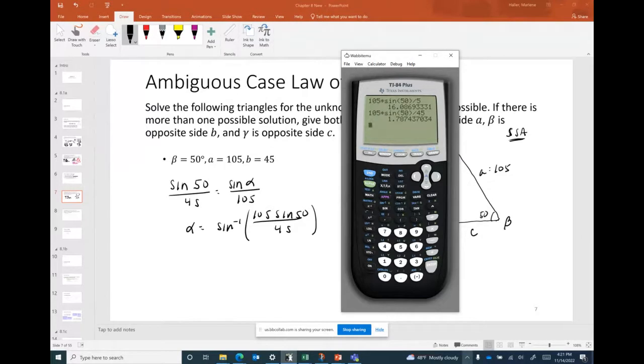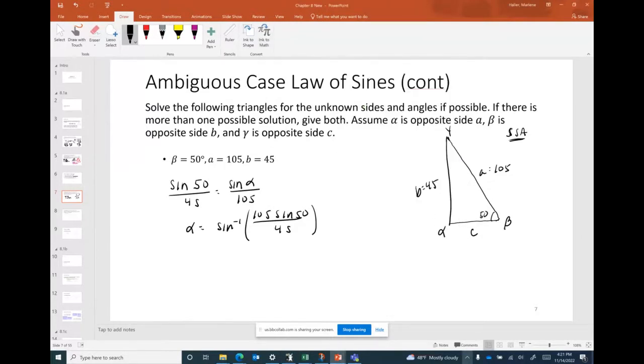Well, what does that mean in the context of our triangle here? Well, it means this. It's an impossible triangle. This length of 45, this is a short leg. 45 only goes that far. Something like that. So it doesn't ever meet up. Since my calculator told me domain error, I know that I have an impossible triangle.